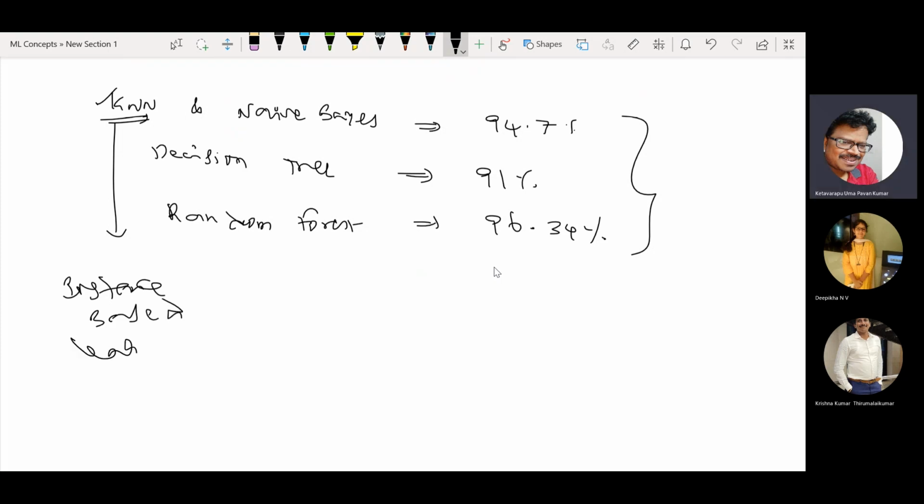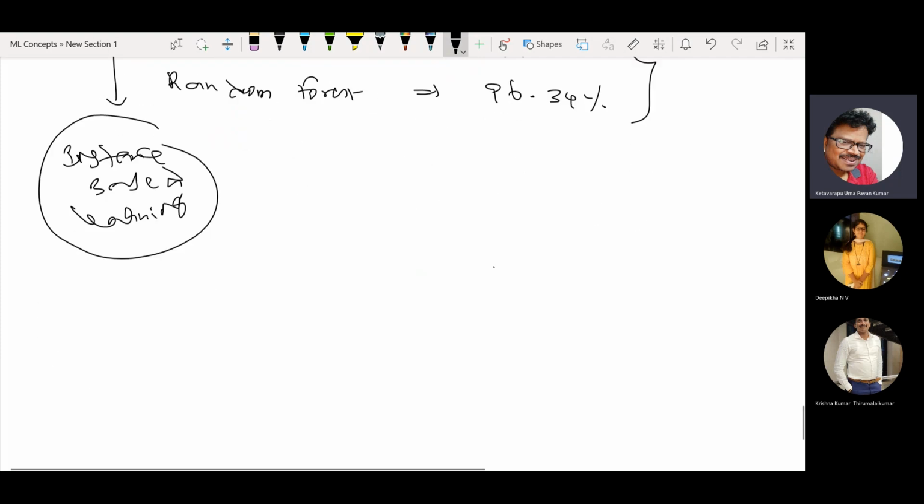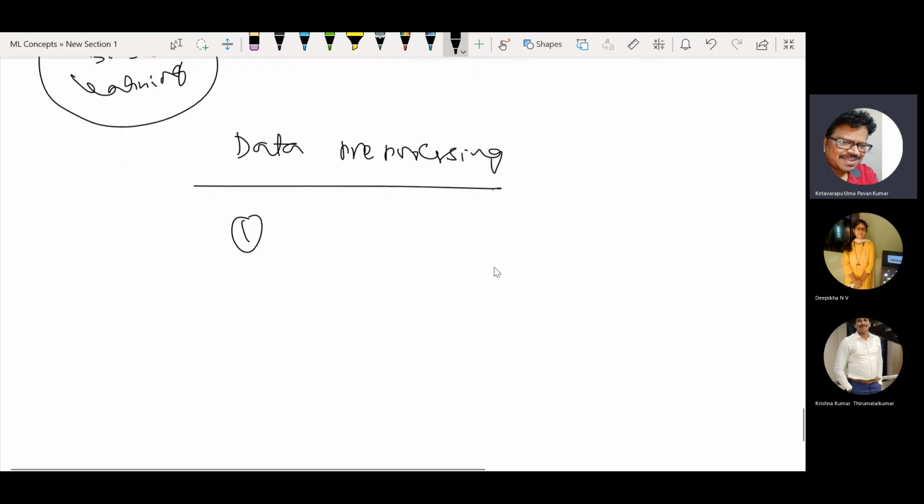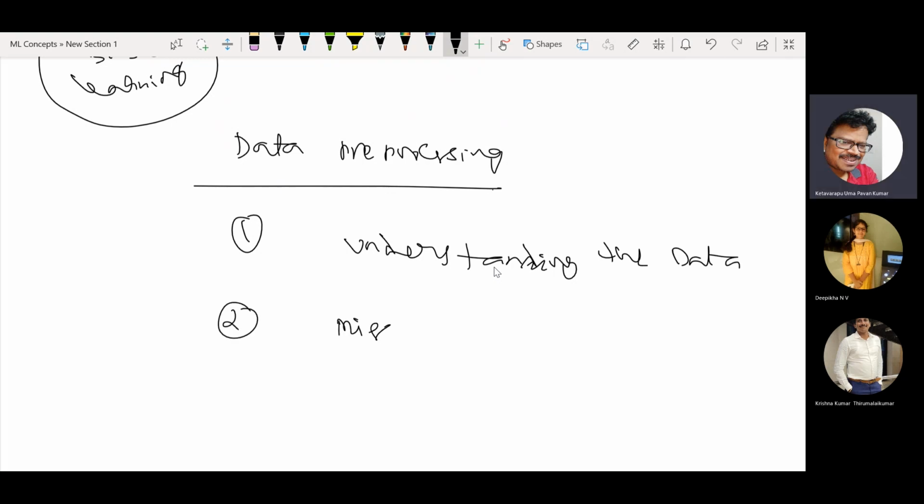Okay, so here there is no learning actually, but still, with the power of data pre-processing. This is the most important point we have to observe. What do you mean by the power of data pre-processing? First is understanding the data. Data must be understood. Second important thing is handling of the missing value, that is missing value imputation. This is the important thing.